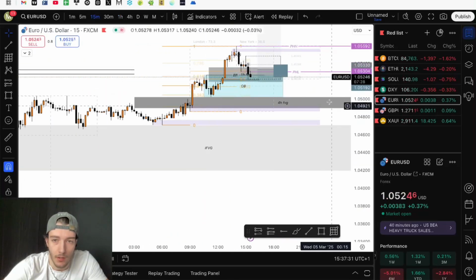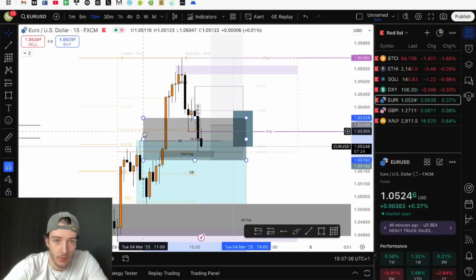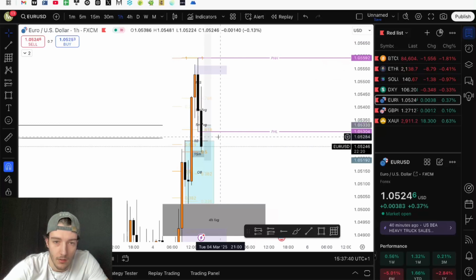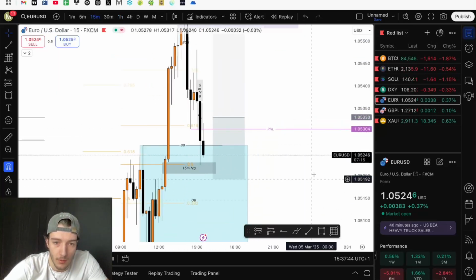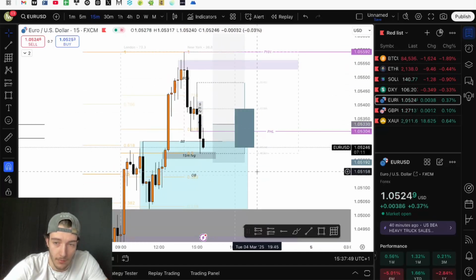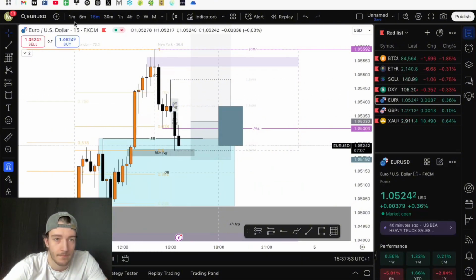On the Euro we have similar situations. This 1 hour fair value gap is not relevant anymore, I believe. We already came into it once. The 15-minute fair value gap, we tapped into it once, but I'm going to keep it just in case. Currently forming a bearish 15-minute fair value gap. Let's see whether it's going to get formed or not.